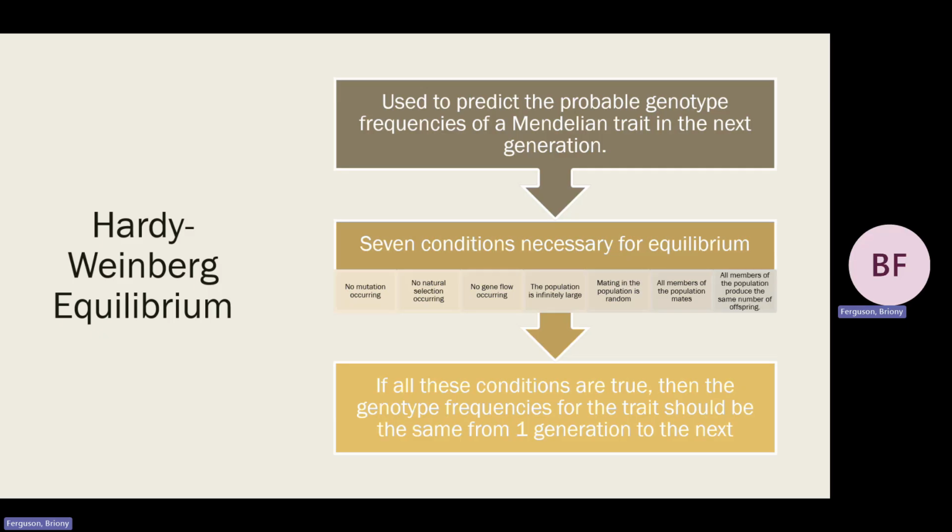Now, if all of these conditions are true, then the genotype frequencies for the trait should be the same from one generation to the next. We aren't going to see any change. But since that isn't true, we have a lot of variation.